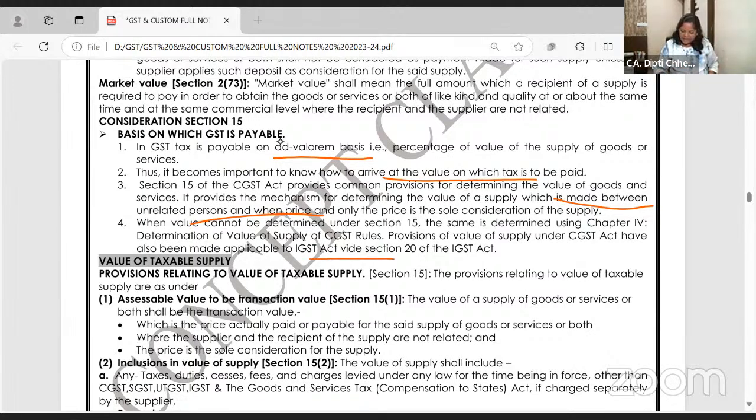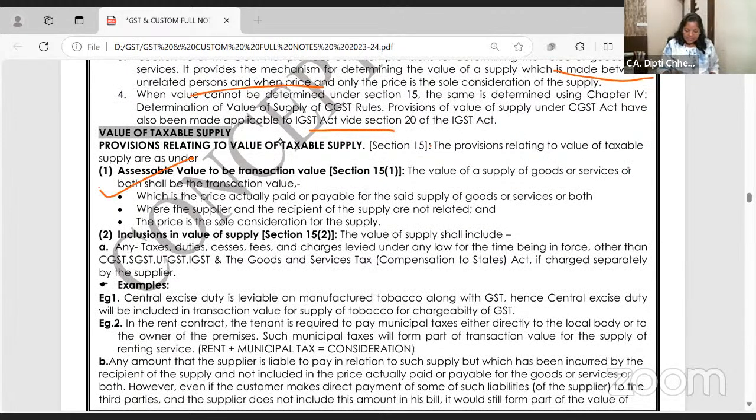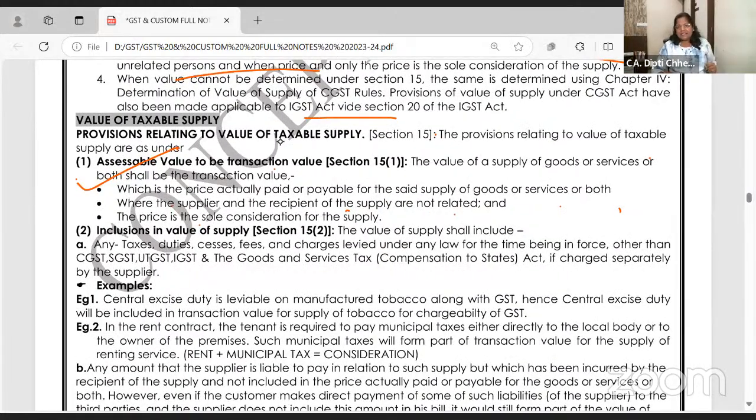Same provisions are given in the IGST Act in section 20. But we are learning and quoting the CGST Act. So it says charge the GST on the transaction value when the price actually paid or payable for the said supply of goods or services, where supplier and recipient are not related and price is the sole consideration for the supply. Okay. The value of supply shall include what? This is given in section 15.2. Only 3 sections we have. 2 more sections are there in final. Now section 15.1. Charge GST on the transaction value.